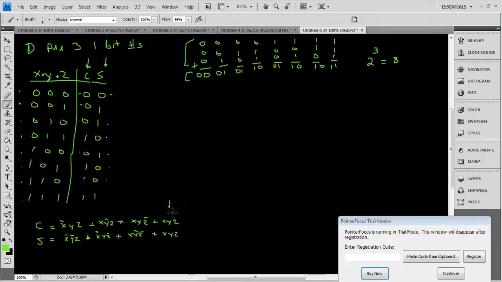Now, the fact that we have the same one in both simply means that when X, Y, Z are all 1s, we want 1 for both equations. And see, that's what we want. We want C to be 1 and S to be 1. So that's all that means.